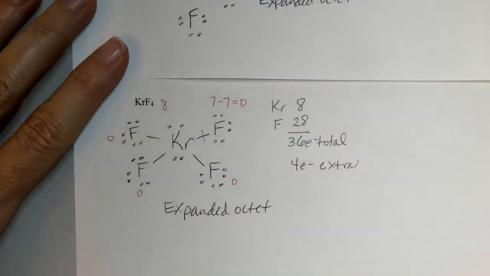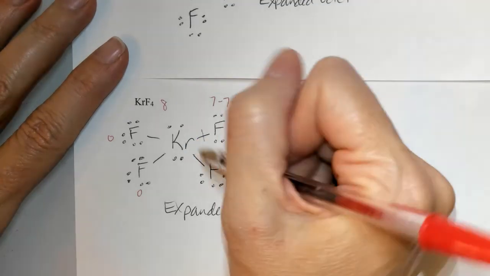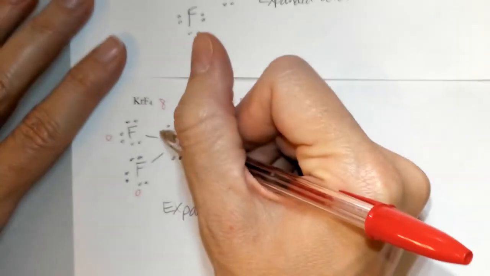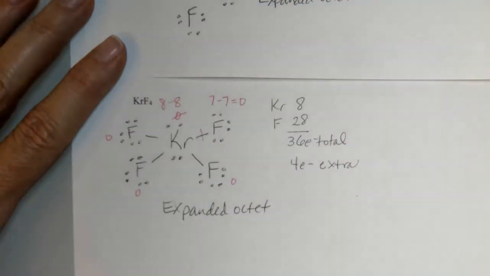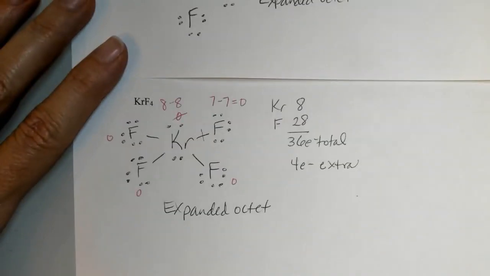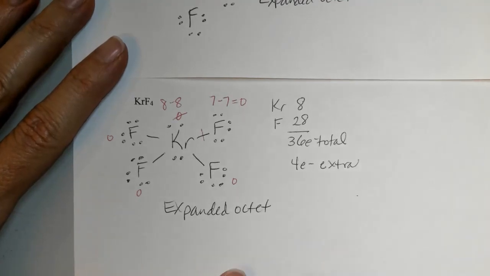And then for the krypton, it comes in with a valence electron count of 8. And we've assigned it 1, 2, 3, 4, 5, 6, 7, 8. So 8 minus 8, again, we have a 0. So all formal charges are 0. It's a great indication that we have the correct structure. It's just that we had to expand the octet.